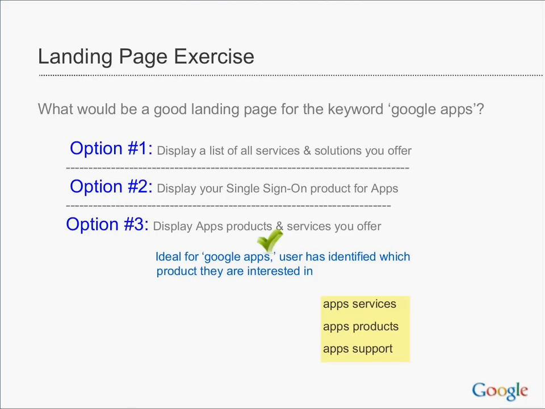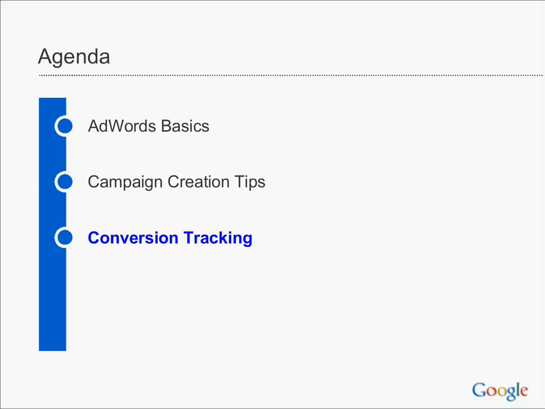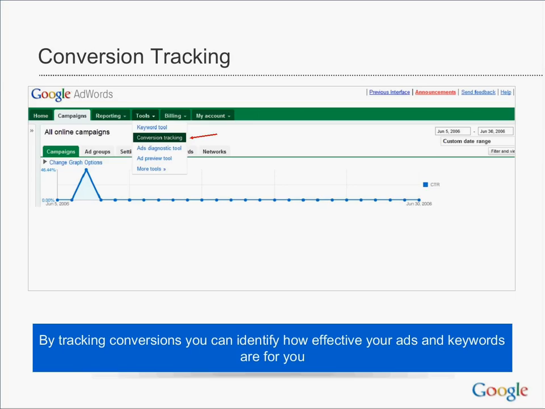Now, the last piece of our agenda is going to be conversion tracking. And we've talked a lot throughout the presentation about testing, and conversion tracking is going to be key in making sure that you can test keywords, ad text, and landing pages relative to the conversion goals that you identify. Within your AdWords account, you're going to be able to activate conversion tracking. And you can see a screenshot of an account here. You're going to want to go to the Tools section in the upper green bar, and from there you're going to want to choose Conversion Tracking.